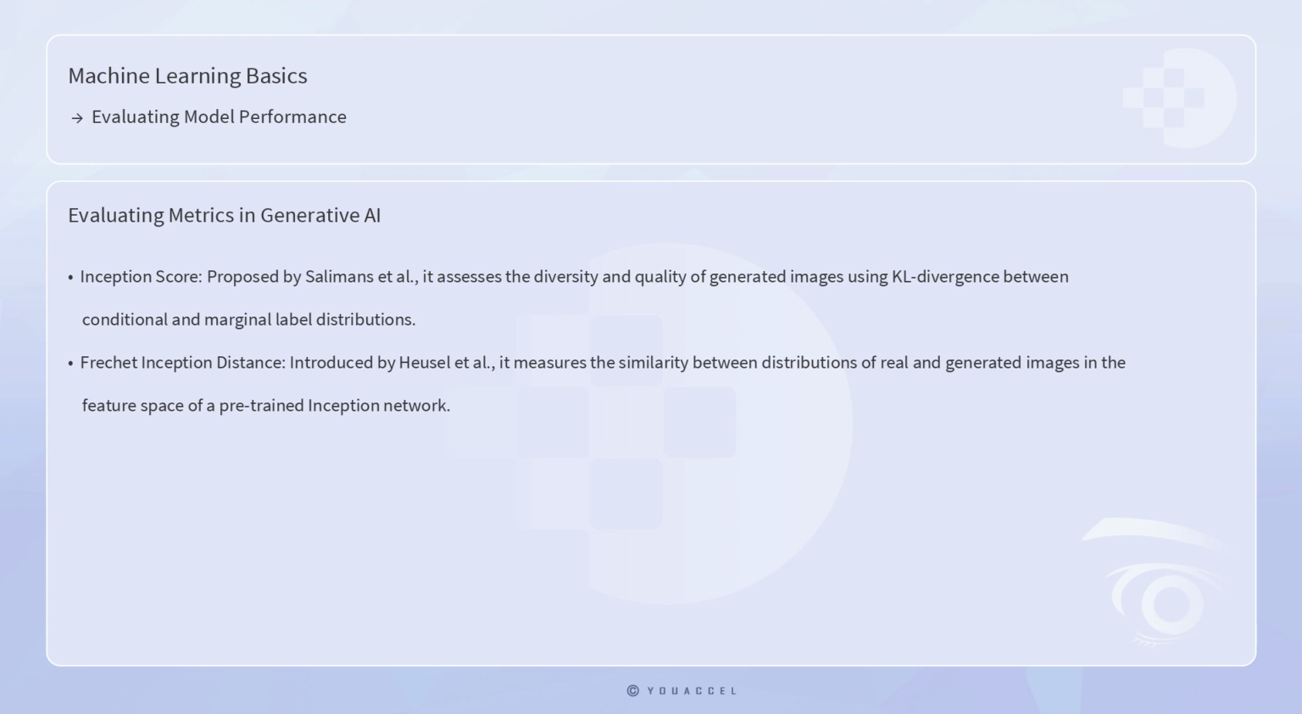The Fréchet inception distance, introduced by Heusel et al., measures the similarity between the distributions of real and generated images in the feature space of a pre-trained inception network. Lower FID scores indicate closer resemblance between the two distributions, thus better generative performance.